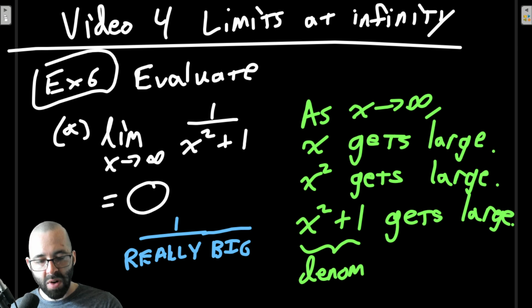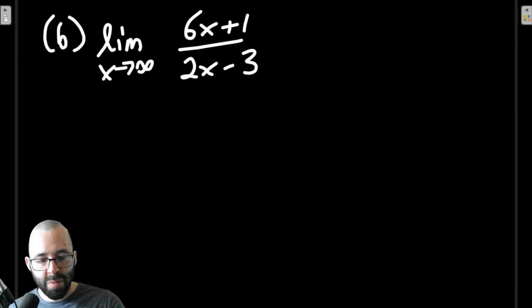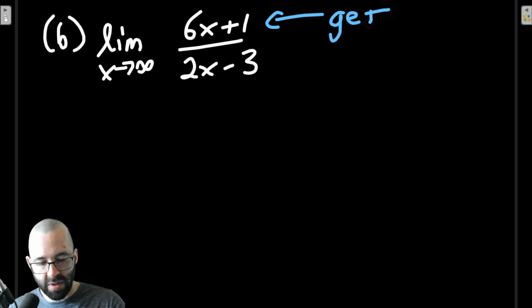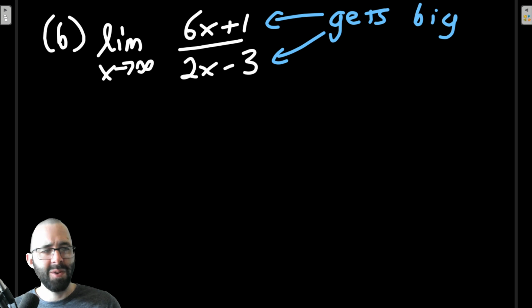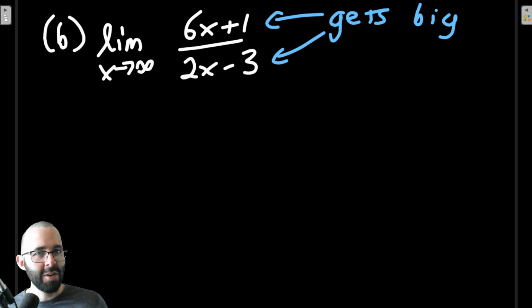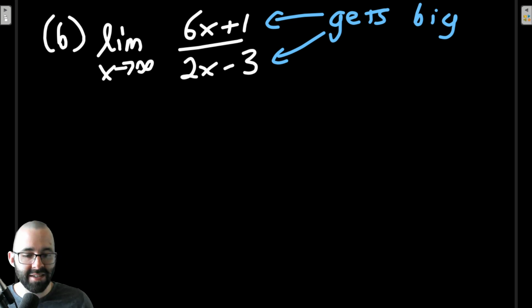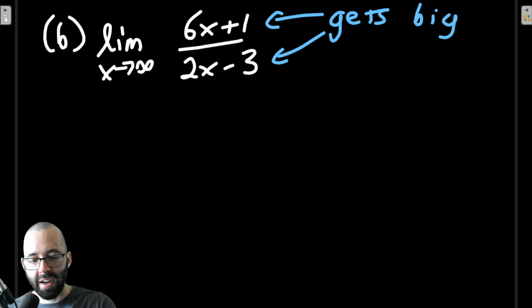Because what's happening on this problem is as x gets big, well, this gets really big. And that gets big too. So we got really big over really big. And I don't know what really big over really big is. So we're going to do a little trick.